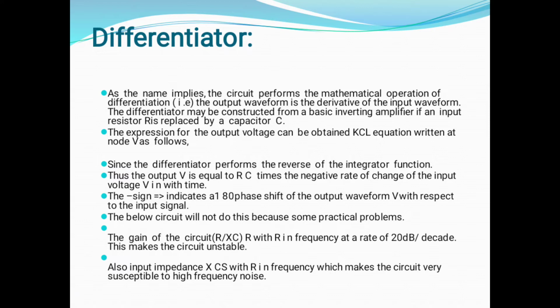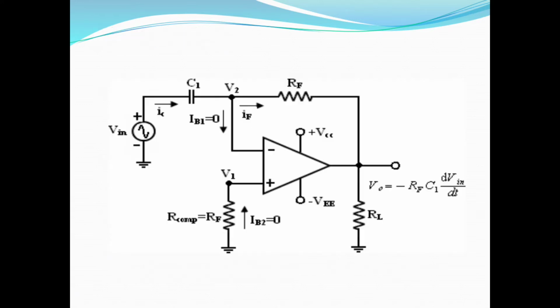The gain of the circuit, RF by XC, rises with the frequency at the rate of 20 decibels per decade. This makes the circuit unstable. Also, the input impedance XC1 decreases with the increase in frequency, which makes the circuit very susceptible to high frequency noise.